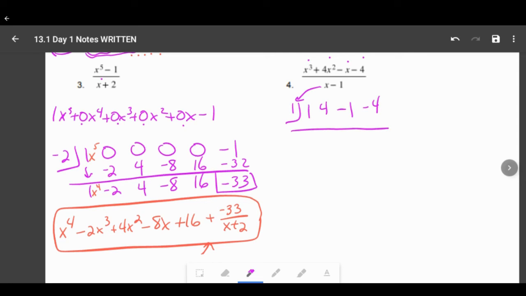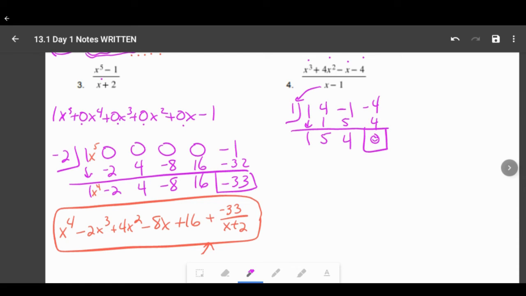So just get going here. Hopefully you've been practicing. You're getting good at it. So we drop down the 1, multiply. So multiply by 1 to get the 1. I add straight down. I multiply to get the 5. Add straight down. I multiply to get the 4. Add straight down. And I got a 0 remainder.